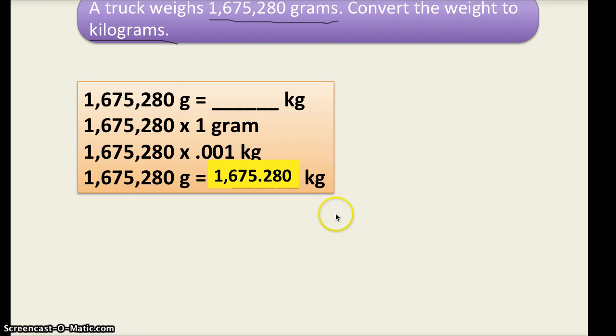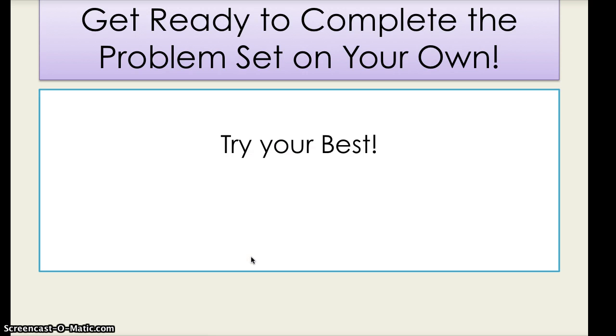There we go. Okay, go ahead and get started on your problem set, and if you're feeling really stuck, then just raise your hand and we can work through it together.